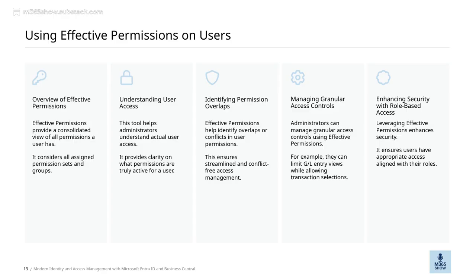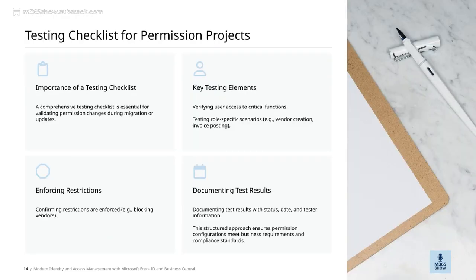Using effective permissions on users is a key aspect of modern identity and access management, especially with tools like Microsoft Entra ID and Business Central. It's all about making security smarter, more transparent, and easier to manage across your organization. Let's take a closer look at the testing checklist for permission projects.